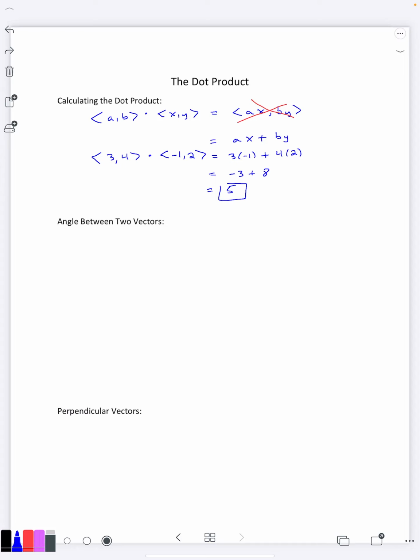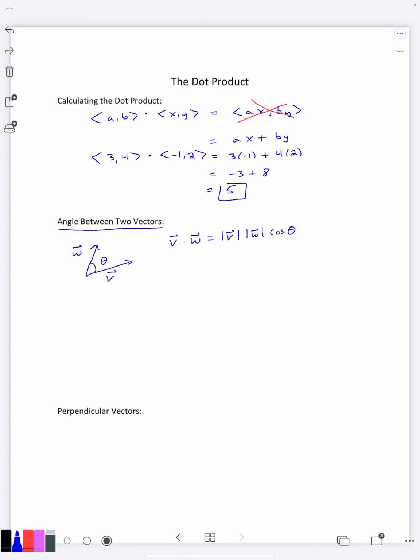Now, one of the most important uses of the dot product is because it allows us to find the angle between two vectors. So if I have a vector here, v, and I have another vector here, w, and whatever angle between them, we'll call that theta, it turns out that the following formula is true. If you take the dot product of these two vectors, you're guaranteed to get the same answer as if you took the magnitude of each vector separately, multiplied those answers together, and then multiplied by the cosine of the angle between the two vectors.